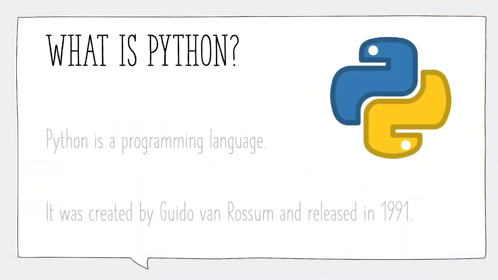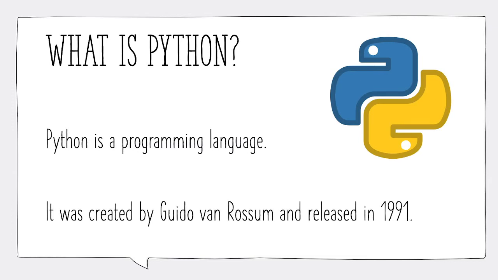What is Python? That is a valid question. Python is a programming language. It was created by Guido van Rossum and it was released in 1991. Python is the programming language that I'm going to start off with.